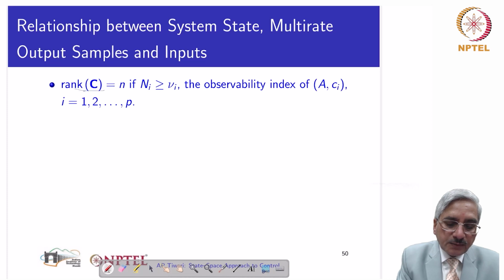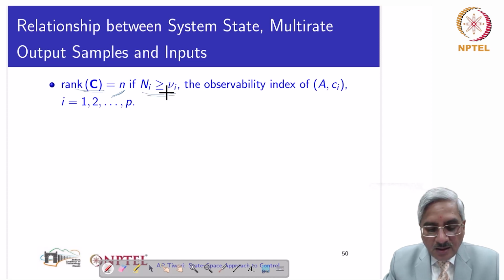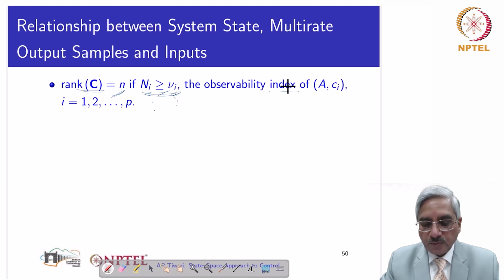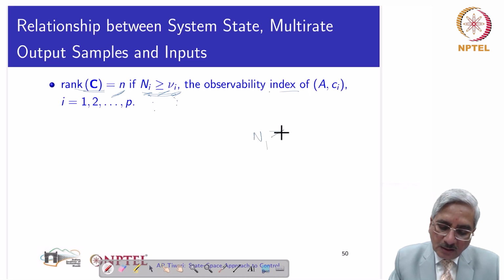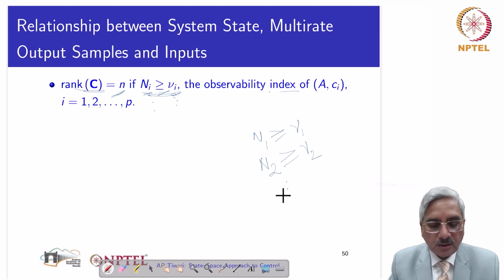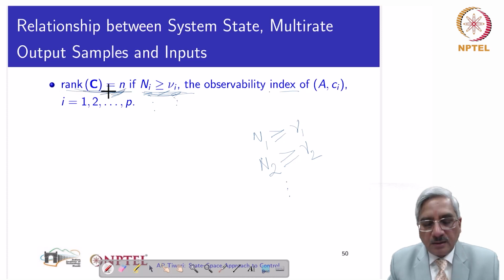One observation is rank of C will be n, the system order, as long as the n1, n2, etc. are larger than or equal to the observability indices of different outputs. So if the observability index of output 1 is nu1, then n1 should be larger than or equal to nu1. Observability index of output 2 is nu2, so n2 should be selected greater than or equal to nu2, and so on. So as long as we do that, this rank of C will be equal to n.